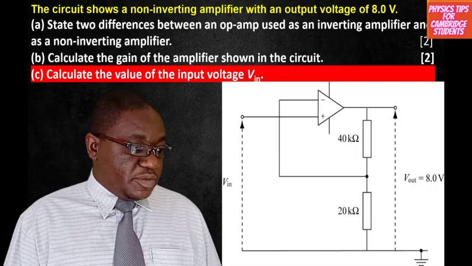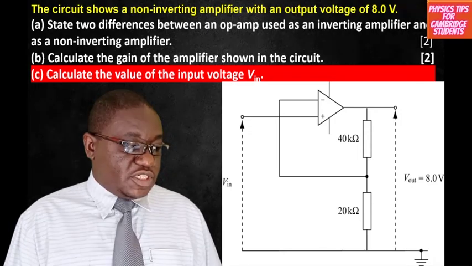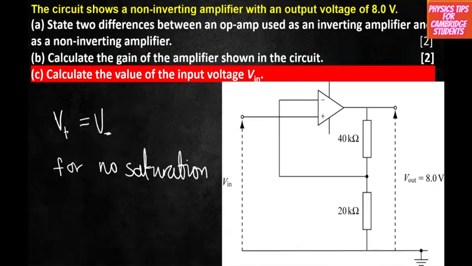Then going to the next one, part C says, calculate the value of the input voltage V in. Remember, the operational amplifier has a very high gain. We do not want it to saturate. So the two inputs, the V in that is on the V plus there, and the V minus there, which is the inverting terminal, must be approximately equal for it not to saturate. Which means the voltage that goes to the non-inverting terminal and the voltage that goes into the inverting terminal must be the same so that it does not saturate.